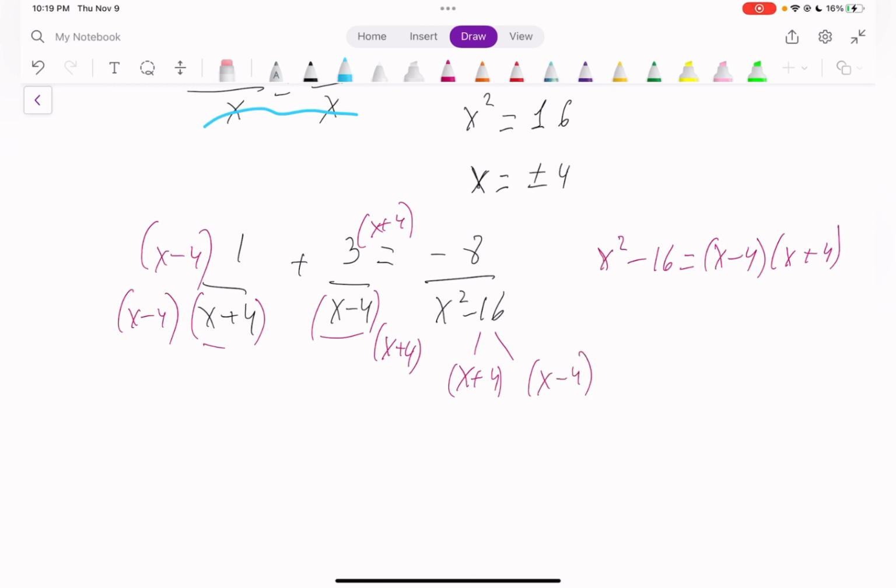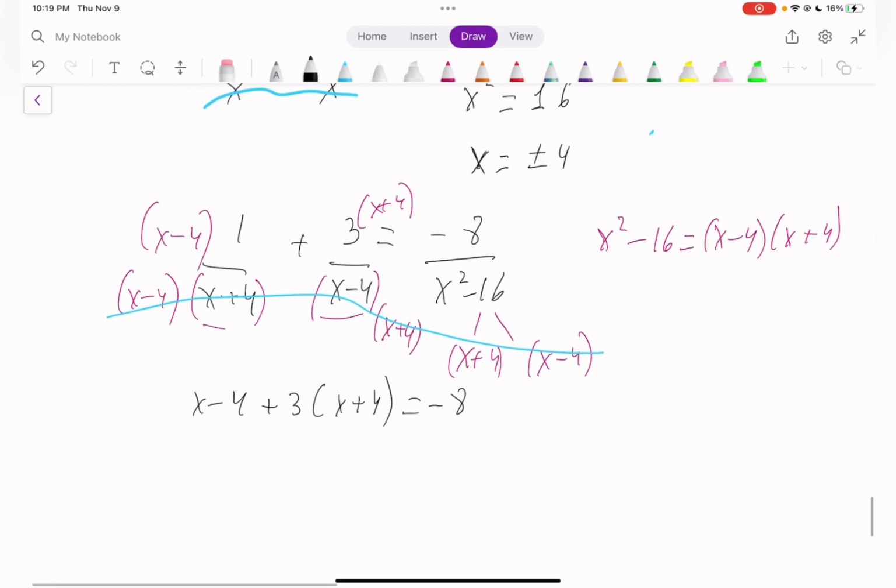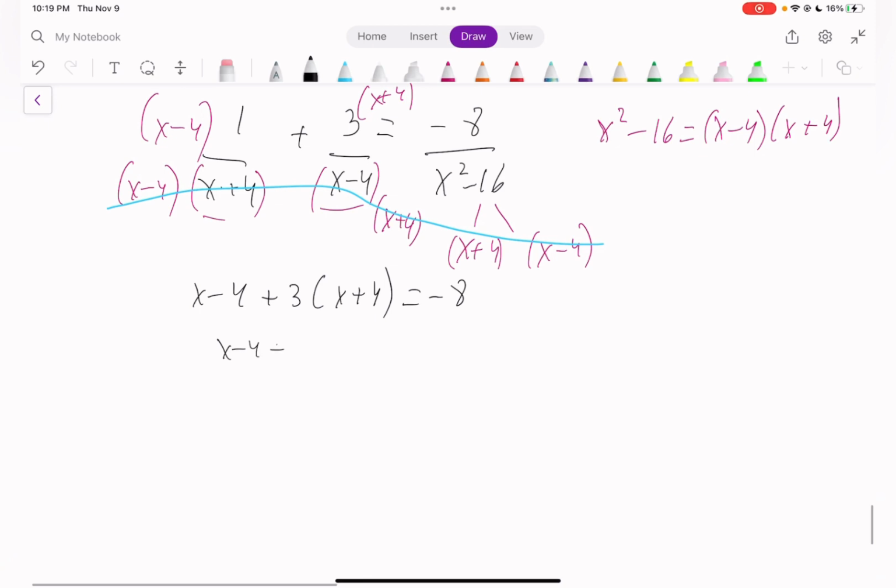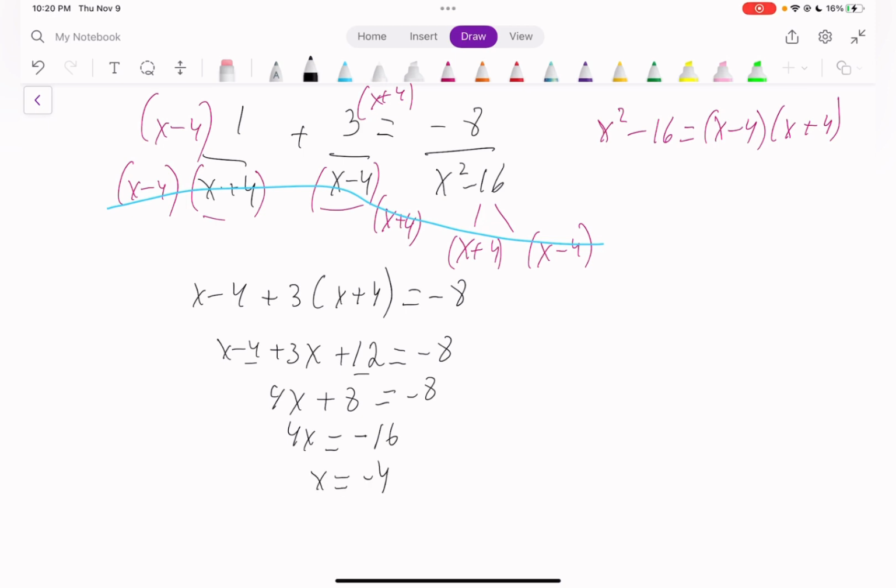Okay, so as always, throwing this denominator out the window, and we get x minus 4 plus 3 times x plus 4, and we have it equal negative 8. x minus 4 plus 3x plus 12 equal negative 8. 4x plus 8 equal negative 8. 4x is equal negative 16. x is equal negative 4.